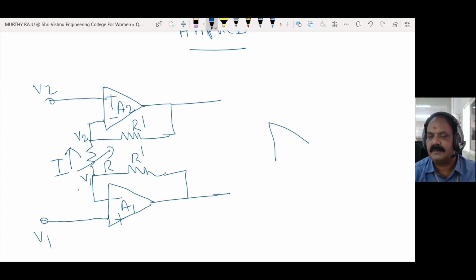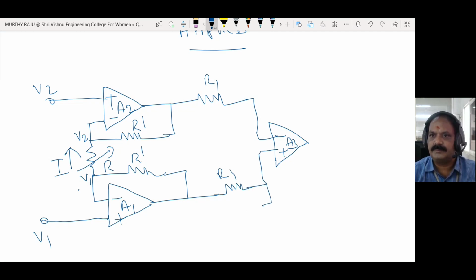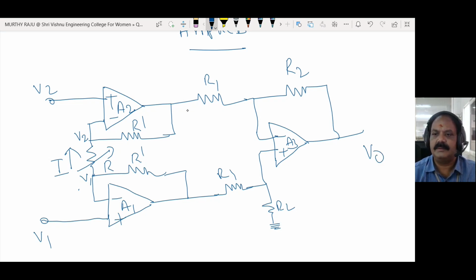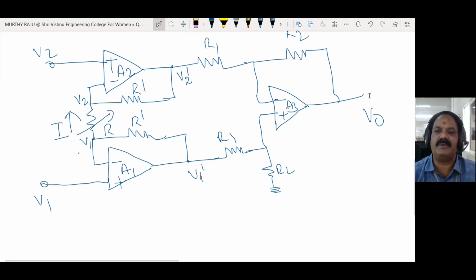This is the minus plus V3. Here we use some resistance R1. Here also we use R1. R2, ground resistance here. Some resistance here, R2. This is V0. This one is V2 dash, this one is V1 dash. This is the basic three-op-amp instrumentation amplifier.